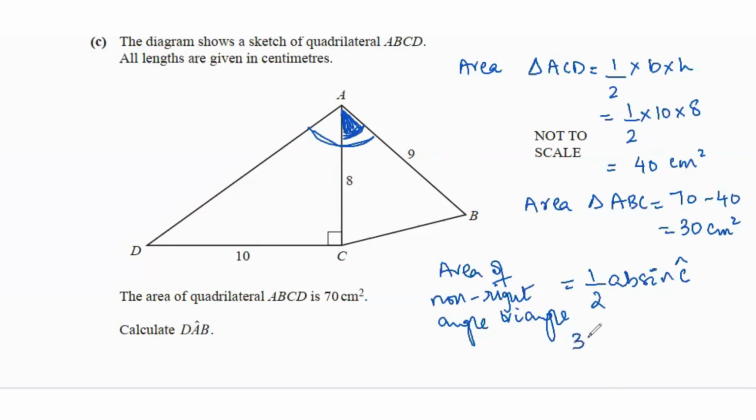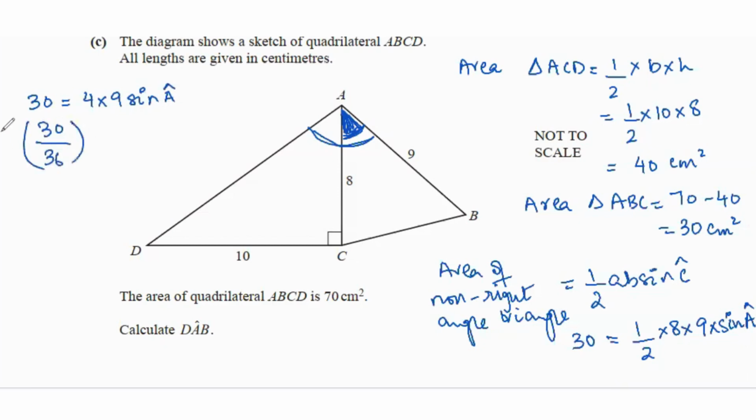So we're going to do 30, which is the area of this triangle, equal to 1/2 times 8 times 9 times sine of A over here. So I'm going to move the calculation over here. 30 equals 4 times 9 times sine of angle A, and 30 divided by 36. And then we take the sine inverse of that. So sine inverse of 30 divided by 36 is 56.44.